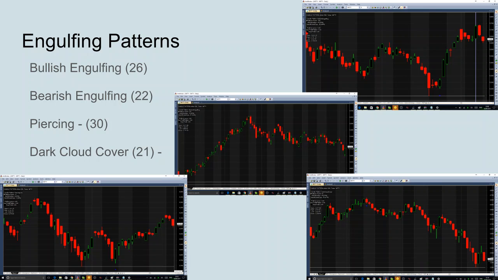Okay, now we start. Lots of graphs here, lots of charts. The first pattern that we are going to be looking at today is the engulfing pattern.